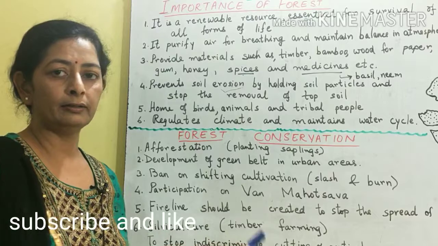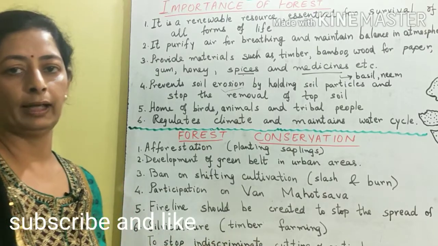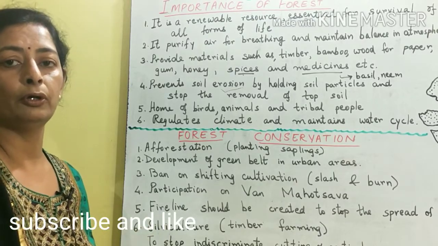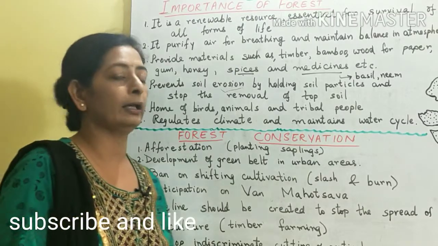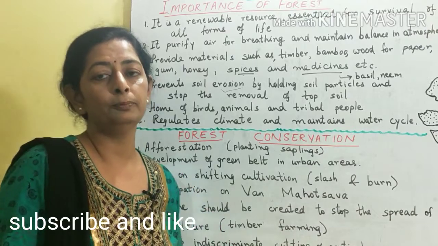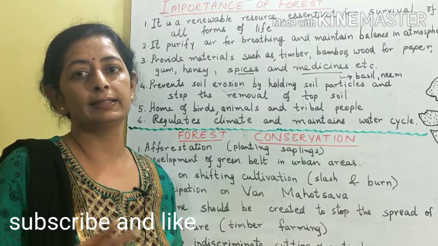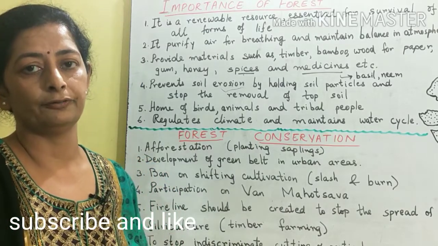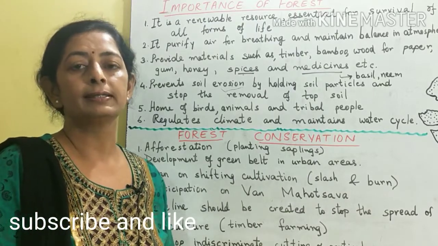In timber farming, a special type of tree is grown in a large area at one time, and they are cut at the same time because they mature at the same time. So this will stop the indiscriminate cutting of a particular species of tree. Sometimes a valuable species of tree, it has been seen that it gets extinct in some regions. So to stop that indiscriminate cutting of trees, this kind of timber farming, which is also called silviculture, is practiced.